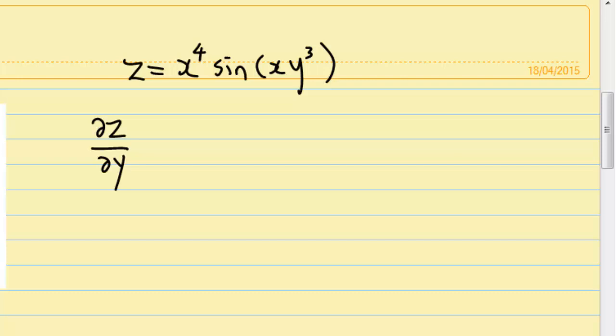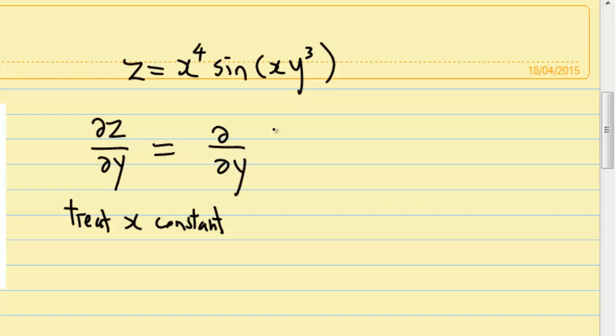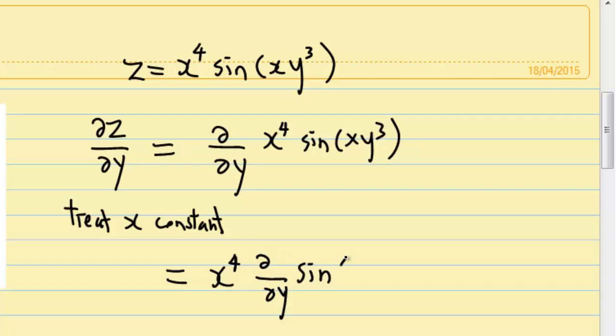Next, we are going to find dz dy. This is easier because we need not use product rule. When you do dz dy, you treat x constant. Therefore, x power 4 is a constant. So when you do partial differentiation with respect to y on x power 4 sine xy cubed, x power 4 is a constant. So you can take out x power 4 and differentiate with respect to y sine of xy cubed.